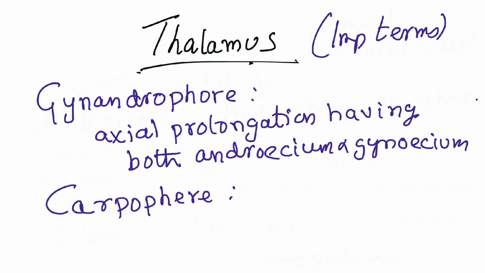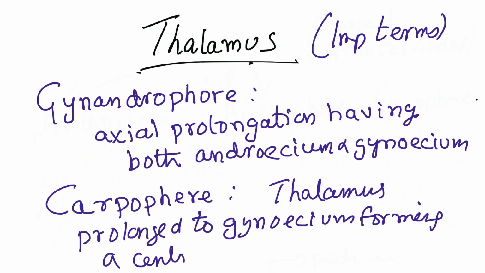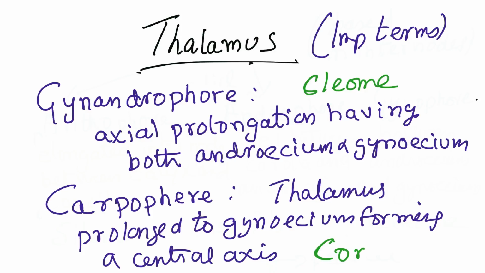A second term which we shouldn't forget is Carpophore. Here, interestingly, the thalamus, which is the part on which the other floral organs develop, is prolonged to the gynoecium, and it forms a central axis. So the thalamus forms a central axis in the part consisting of the gynoecium. That's what is called Carpophore. A very famous example of Carpophore is coriander. So Gynandrophore example is Cleome, and Carpophore, it's coriander.